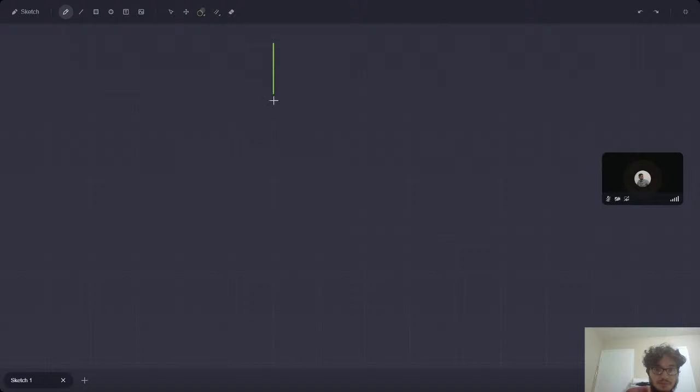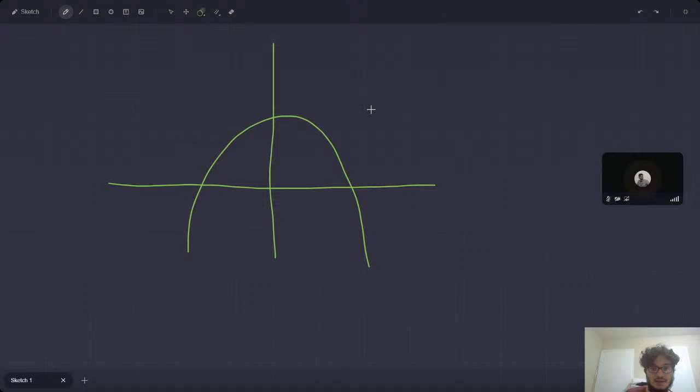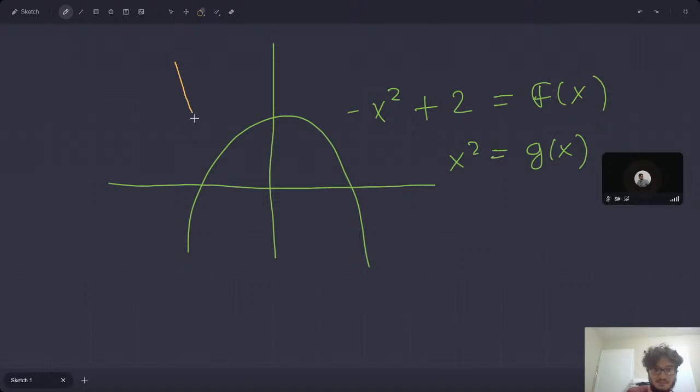One simple example is, for example, negative x squared plus 2 is f of x. And let's say you have x squared, right, on the other side is g of x. So then the other function should look something like this. Okay, and then you're asked to find the area between the two curves, right?